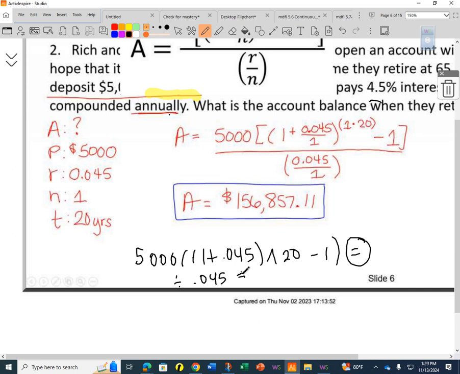I know it's hard at first. You figure it out 3 times. You know, you start faster. Less parentheses, 9 plus 0.045, and the right parentheses. Come on. Exponent button. 20. Minus 1. And the right parentheses. And equal. Now, divide. 0.045 equals. Woohoo!